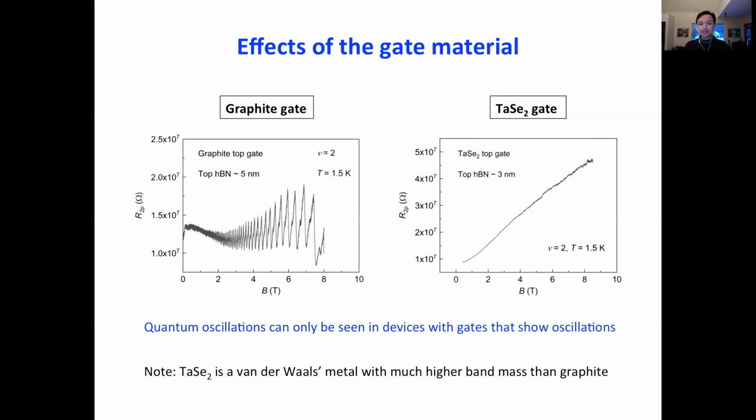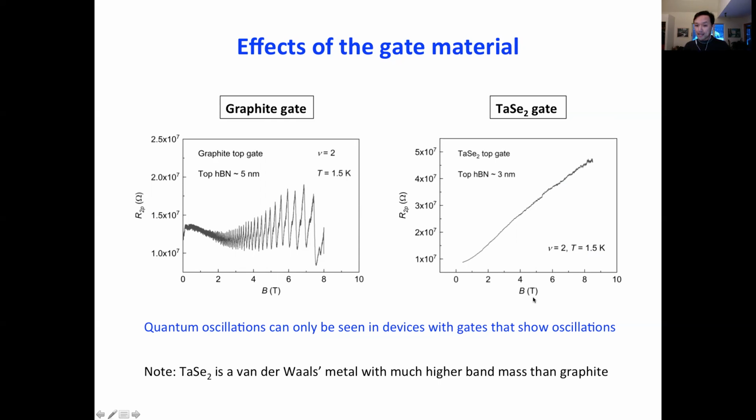Well, we also study the effects of the gate material because we think that the graphite gate is so important in terms of giving rise to these quantum oscillations. And so on the left, we examine basically the same device, where the moire material is coupled to the graphite gate, and we just see quantum oscillations in the filling factor 2 insulating state. On the right, we make another device.